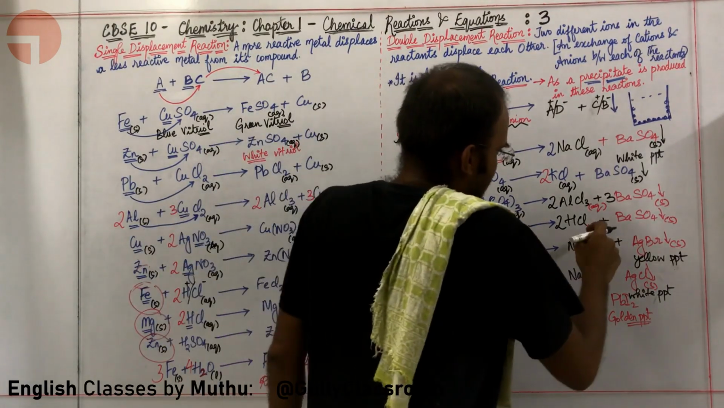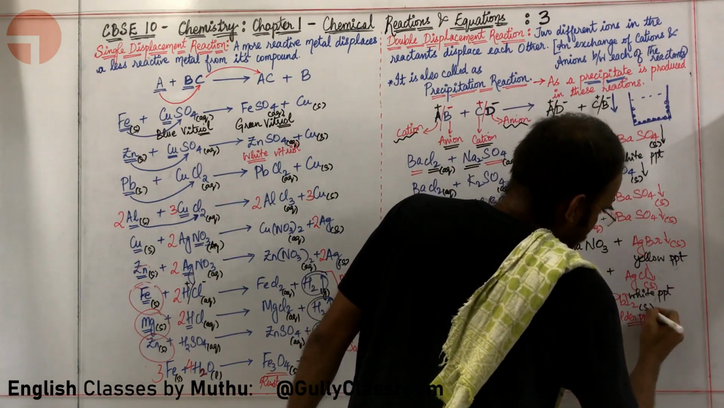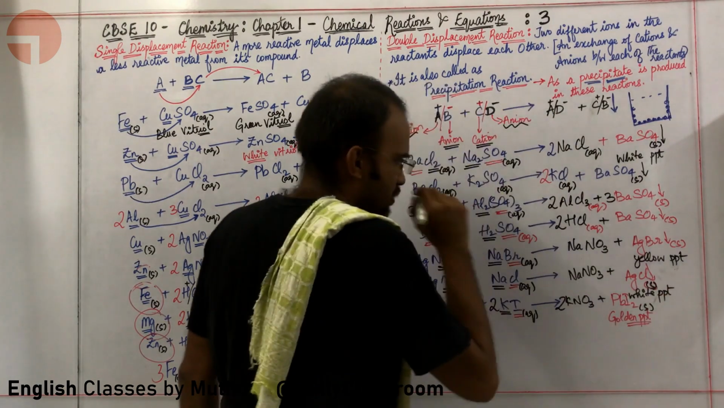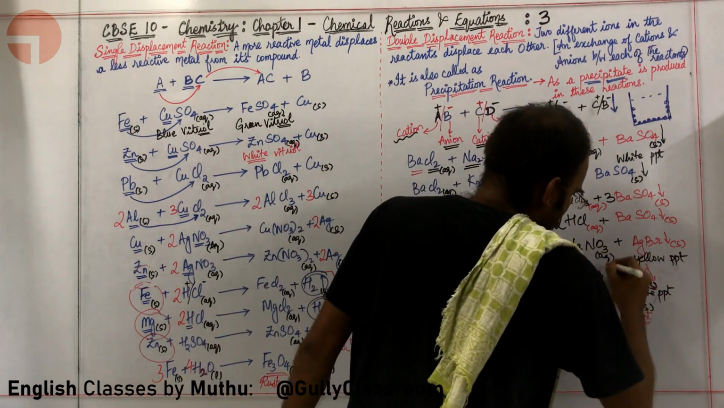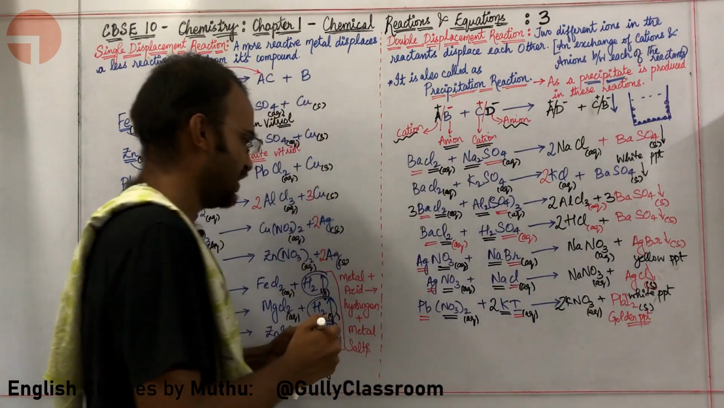Okay. Let me go for here. Obviously PbI2 is a solid. AgCl is also a solid. NaNO3 is aqueous in nature. This is also aqueous in nature.